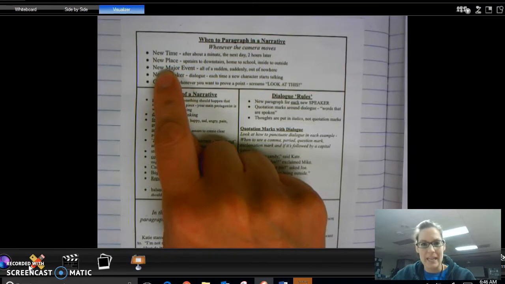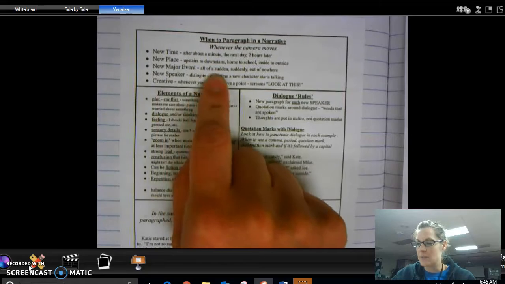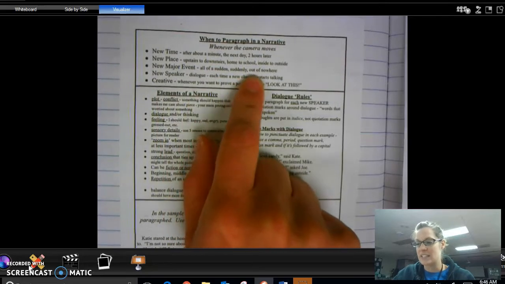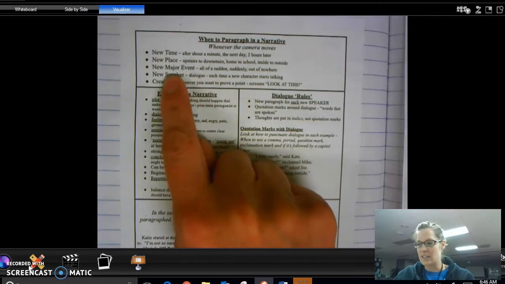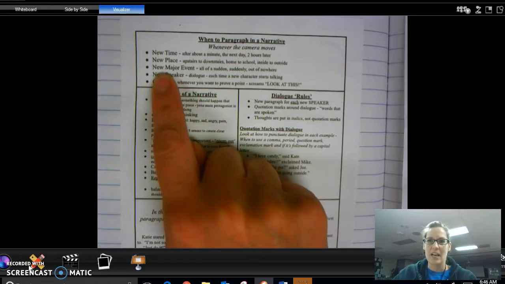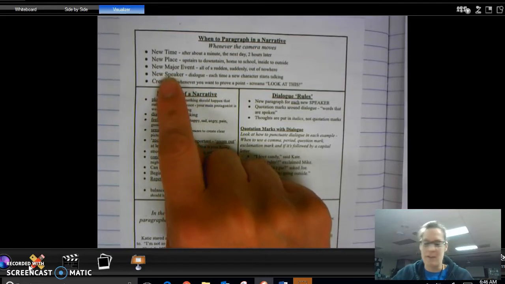A new place: if your character changes location, you'll want to put new paragraphs in. And a new major event that happens all of a sudden, suddenly, or out of nowhere. If they're just sitting down at dinner and everybody's talking, and then all of a sudden there was a knock at the door, you can put a new paragraph in there.